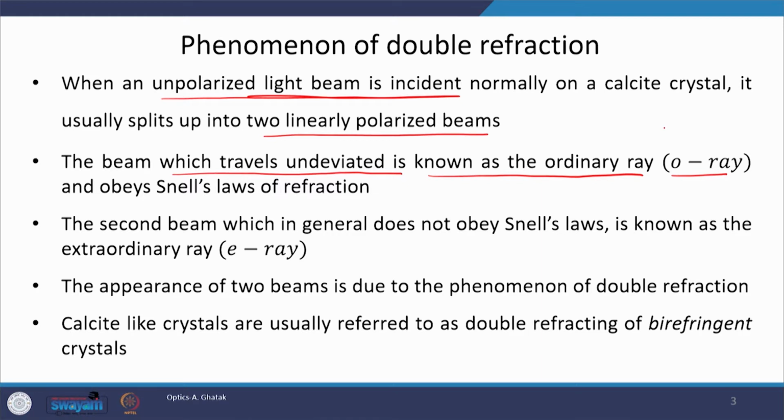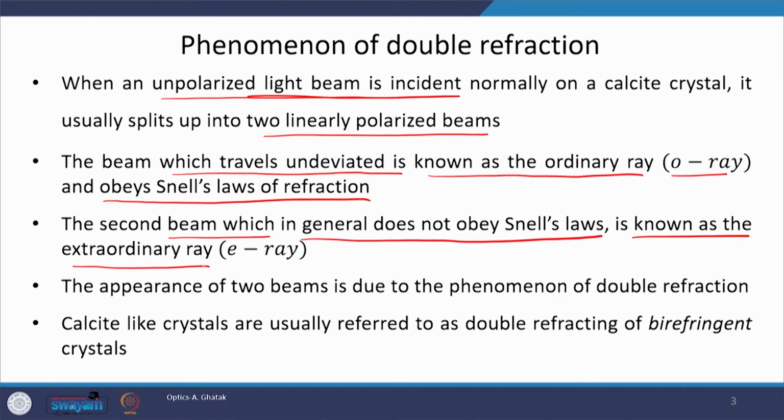We have a crystal on which we are launching unpolarized light normally, and the part of the light that goes undeviated, which we call the O ray or ordinary ray, obeys whatever we have studied till now. This ordinary ray obeys Snell's law of refraction, while the second beam, which in general does not obey Snell's law, is known as the extraordinary ray. Even on normal incidence, this extraordinary ray does not go straight, it gets deviated, and this is why the name. This beam is called the extraordinary ray or E ray.